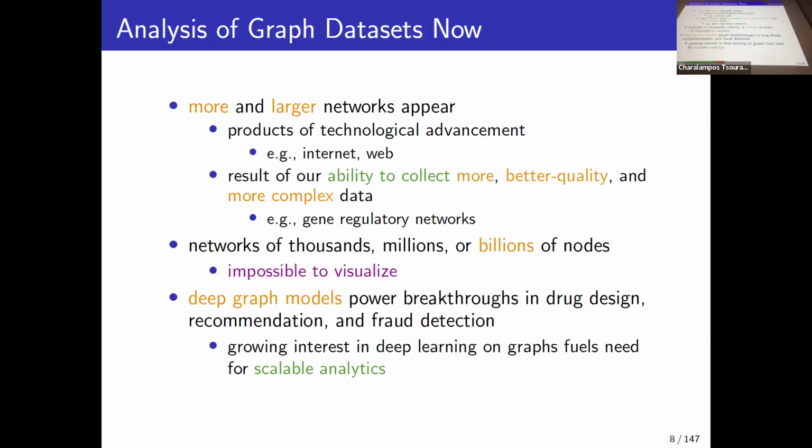And you've seen discussions before about reinforcement learning, but we also have deep graph models which have enabled breakthroughs in drug discovery, fraud detection, and many other applied areas. So it's a very exciting time.